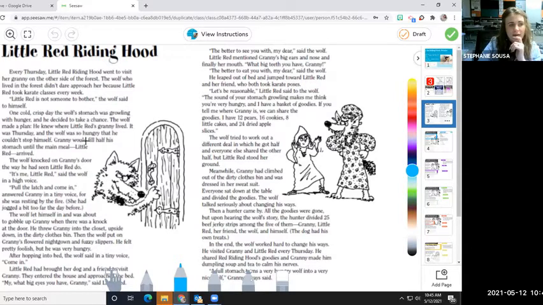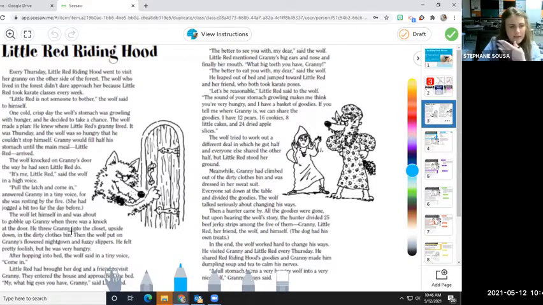Granny would fill half his stomach until the main meal, Little Red, arrived. The wolf knocked on Granny's door, just the way he had seen Little Red do. It's me, Little Red, said the wolf in a high voice. Pull the latch and come in, answered Granny in a tiny voice, for she was resting by the fire. She had jogged a bit too far the day before. The wolf let himself in and was about to gobble up Granny when there was a knock at the door.